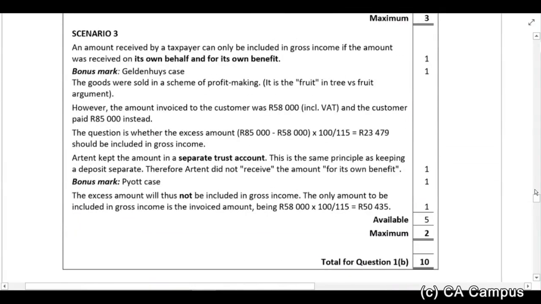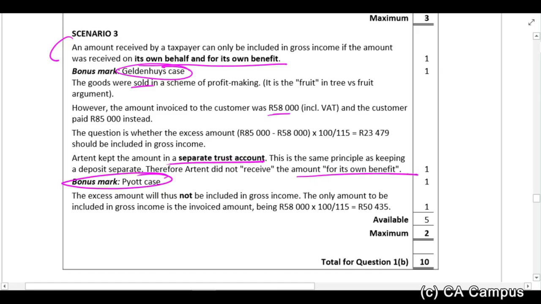So if we go and talk about it, the amount received must be for your own benefit. That's the Geldenhuys case. So the goods that were sold at 58,000 rands, that is gross income. The question is that excess amount. Because we kept it in a separate trust account, the Pyatt case said that we did not receive it for our own benefit. So the only amount that will be included in our gross income is that 58,000 rands. Again, the amount excluding VAT, because there's output tax on it.